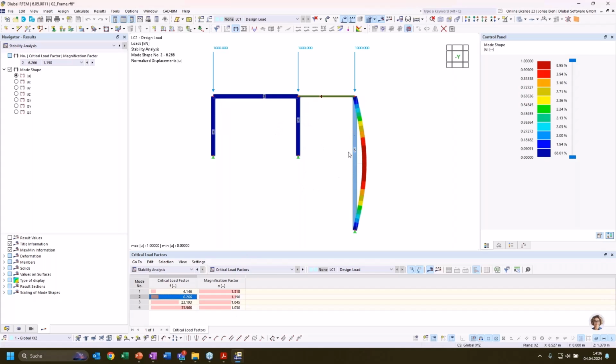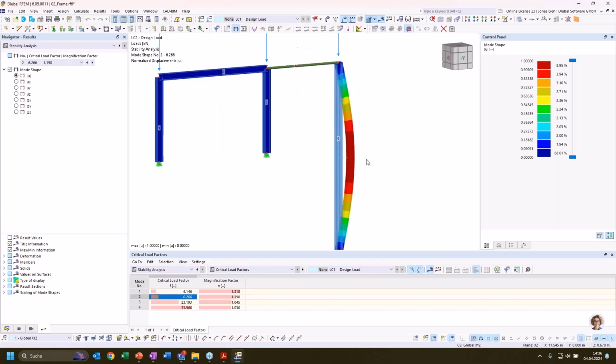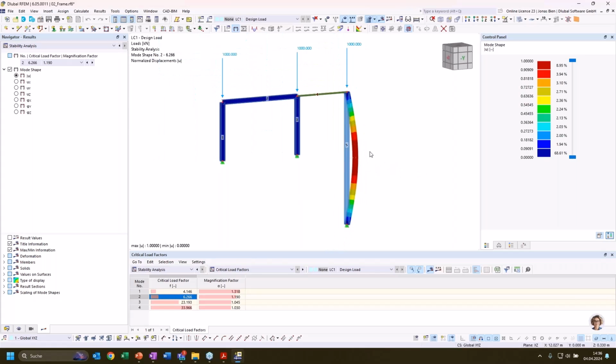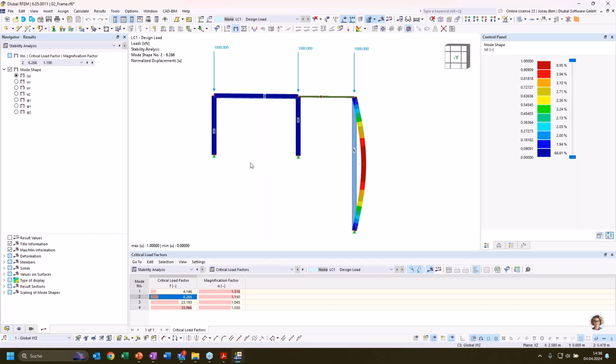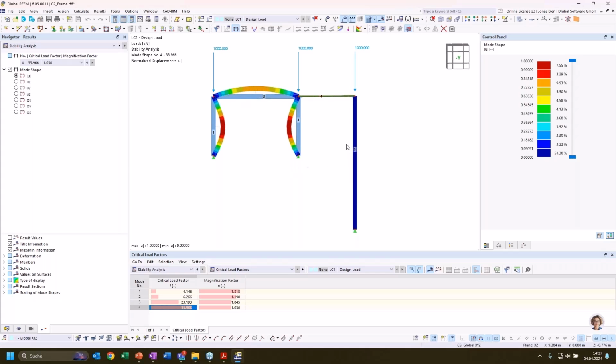Then the second mode shape would represent buckling of the longer column with the pin supports around the strong axis. The rest of the structure does not seem to have any deformation. And the third would also be a higher mode of this pinned member number 5. And mode shape number 4 would resemble a symmetric buckling mode of the two-hinged frame without any participation of the simply supported column here at the side.